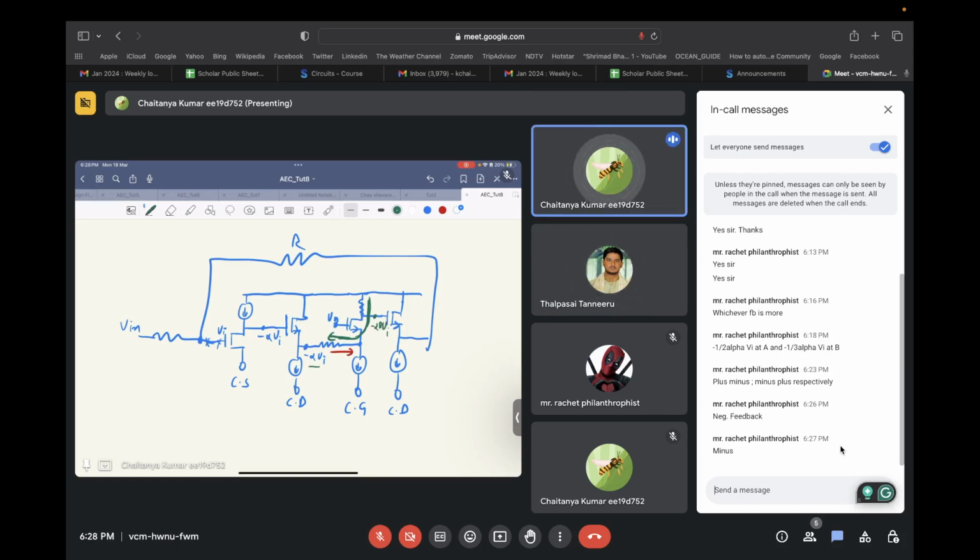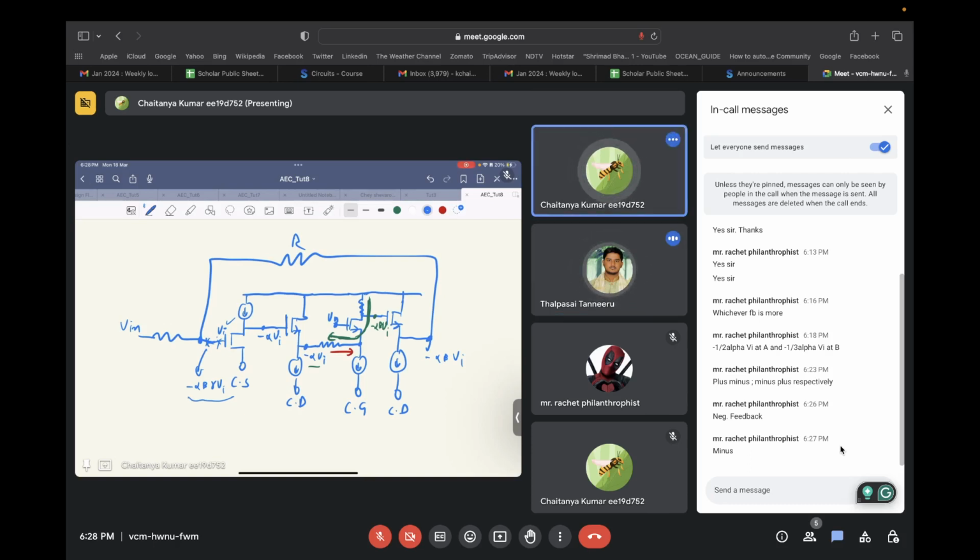Now, if this is minus alpha beta times vi, what will be the voltage at this node? Minus alpha times beta times vi. And then what will be the voltage over here? Minus alpha times beta times, let's say some gamma times vi. Whatever input voltage you gave, you got the negative of that input. That means your circuit is in negative feedback.